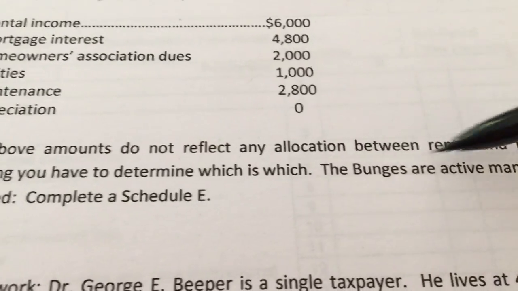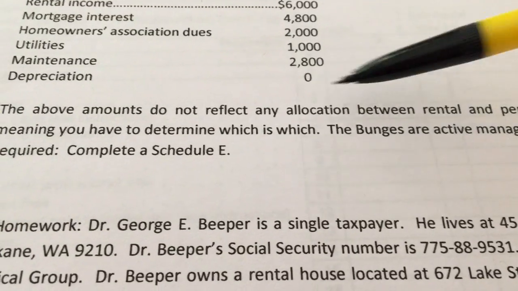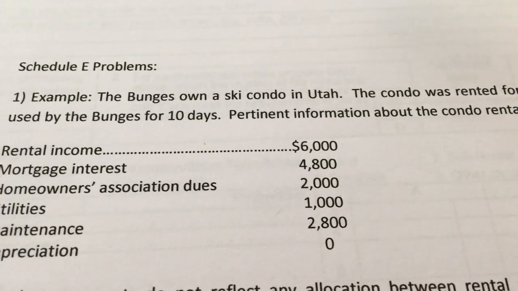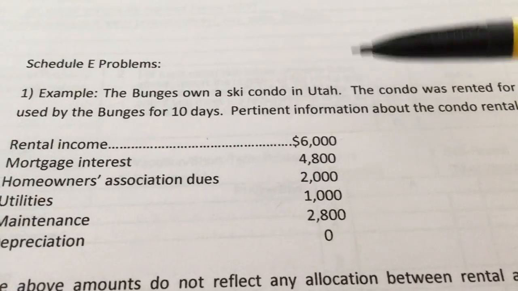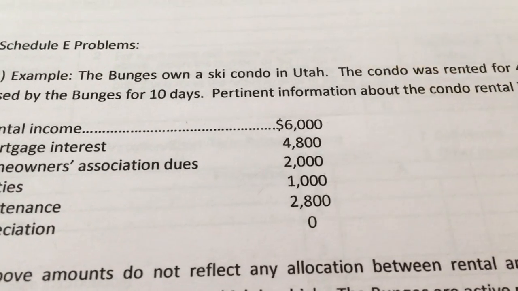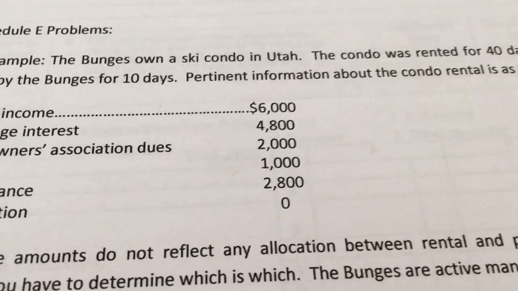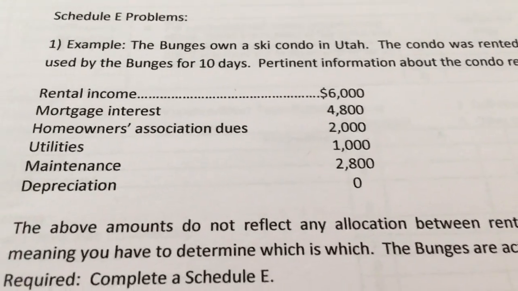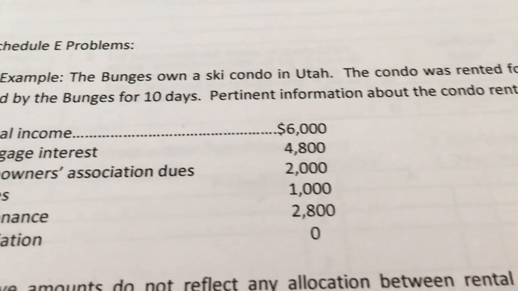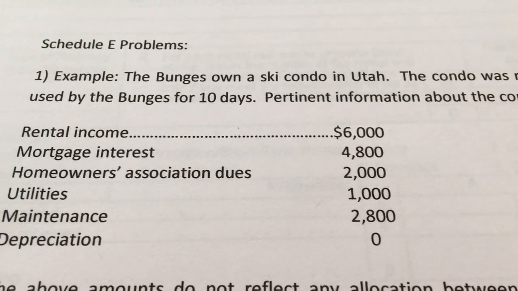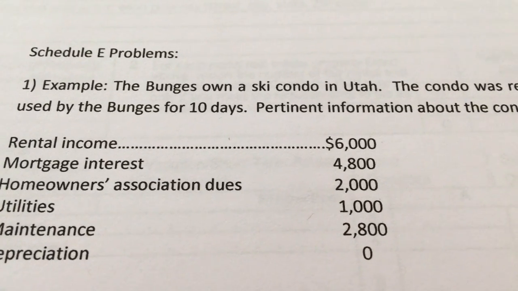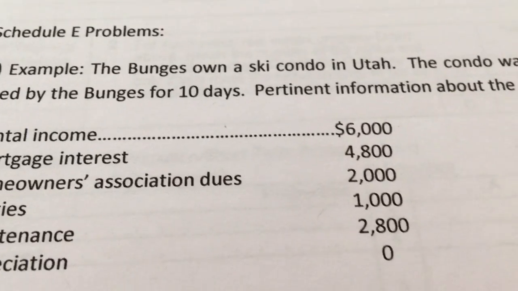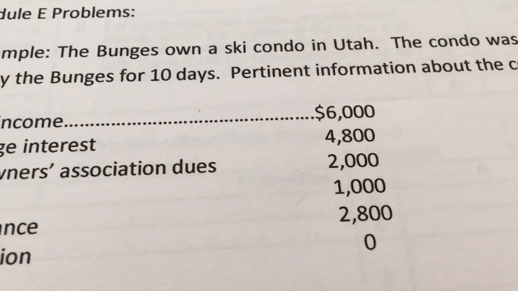Now, it says that this does not reflect an allocation between rental and personal. If you remember from the problems in the PowerPoint, when they rent it for a certain number of days, then we have to do an allocation. If it's used personally and for rental, it's more or less dual income. So we have to do an allocation here. And if that rental period is less than 10 days, it's more or less considered to be rental property rather than personal property. So what we're going to do is to take a look and work on the allocation.